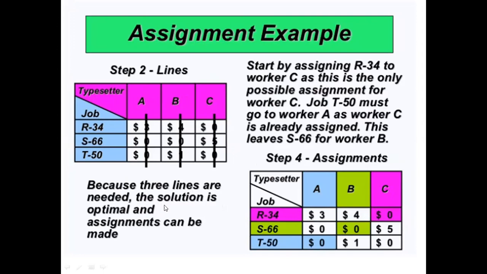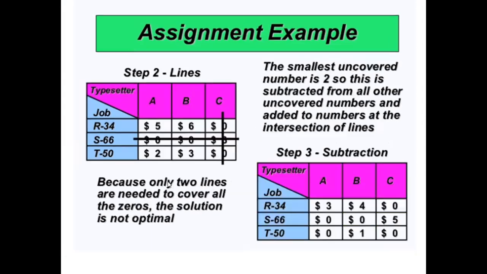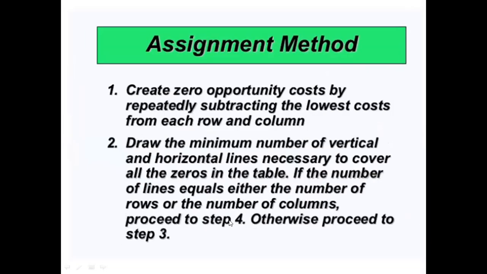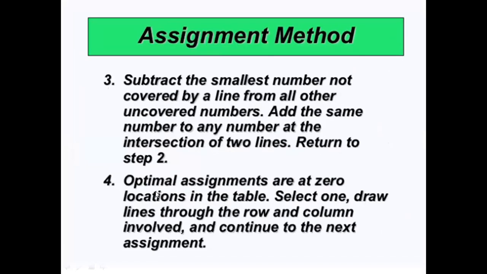Because 3 lines are needed, how do we know that we only need 3 lines? By looking at the number of our rows or columns. We see that we have 3 rows, and we have 3 lines, and it means that the solution is already optimal. Based on step number 2, if the number of lines is equal to the number of columns or rows, it means that we can go to step number 4. We can do the assignment step.